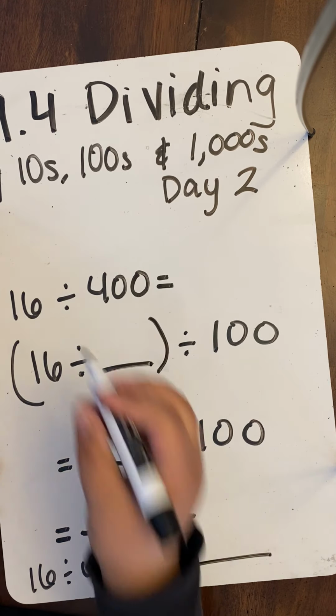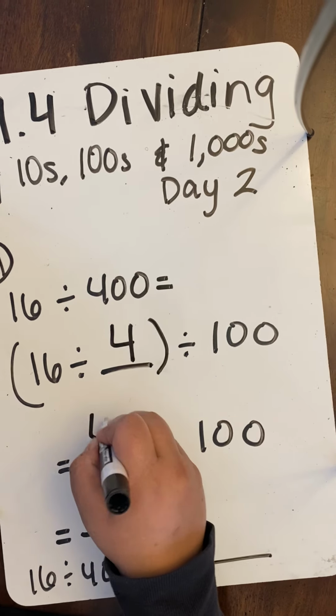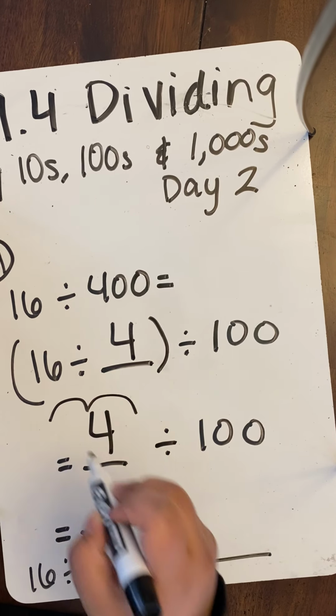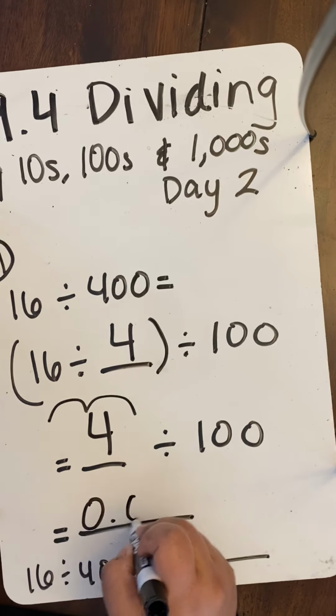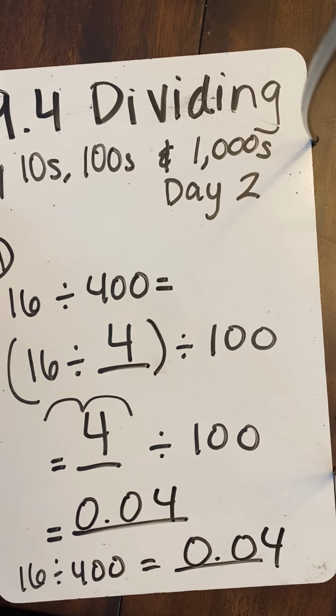And then we'll call this one number 1. And then I'll show you how to do it. So it's 16 divided by 4. 16 divided by 4 is 4. 4 divided by 100 is 4 hundredths. And so it is 4 hundredths.